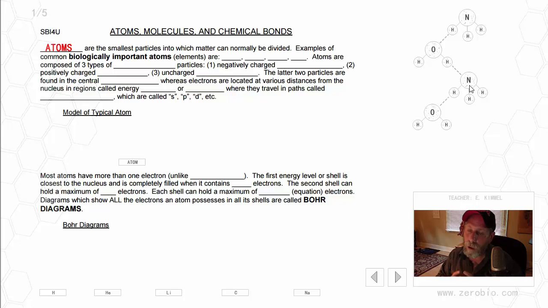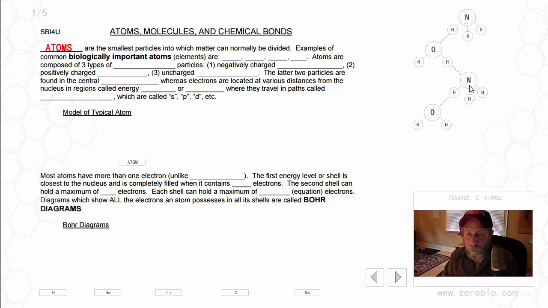But atoms are the smallest particles into which matter can normally be divided. We say normally be divided because it is not necessarily an easy thing to break an atom apart. There are electrons, and we'll talk about those in a moment, on the outer surface of an atom, and they can be removed relatively easily. But to break the atom apart, especially the nucleus, to get in and release, let's say, protons or neutrons, and split that.